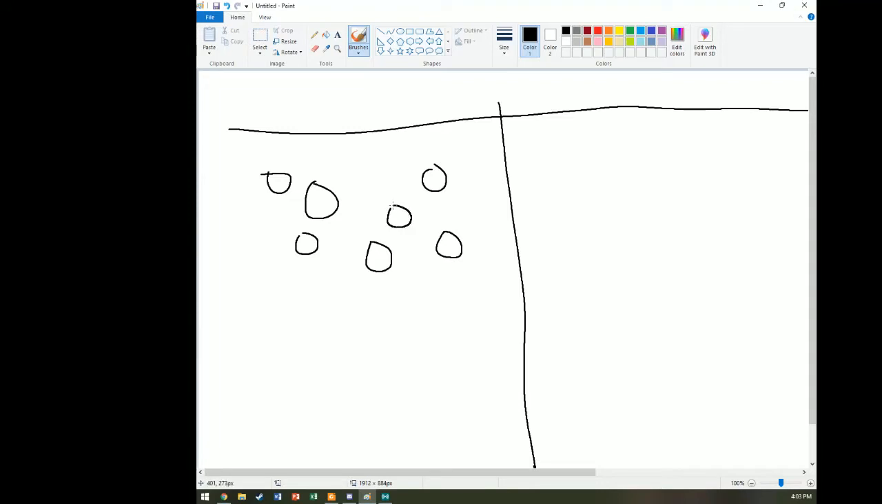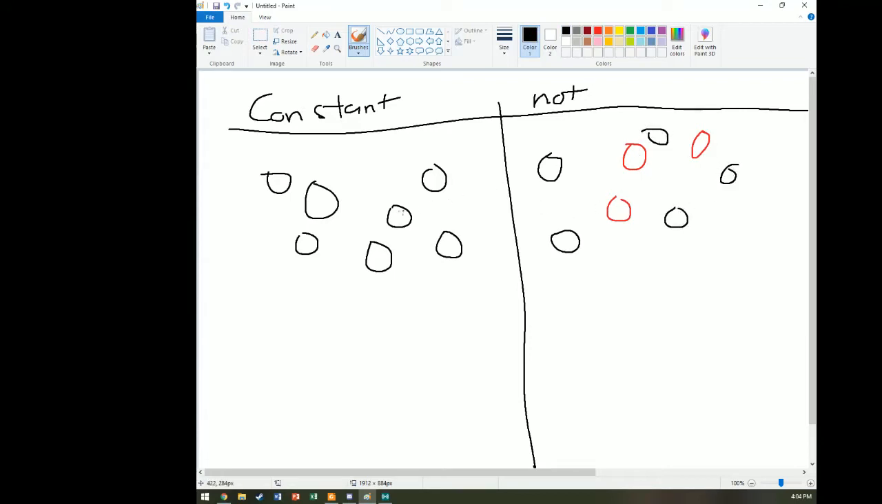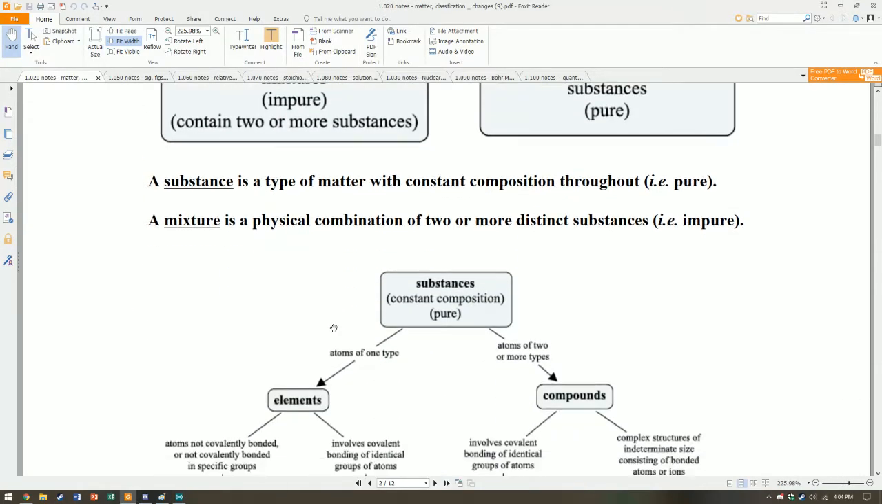As you can see here, it's only made up of black dots, whereas not constant composition, say, has a red dot in addition to some of those black dots. So with constant composition, we can break it down into one small repeating unit, whereas with non-constant composition, there are multiple smallest repeating units, more or less, is what I mean. Now, if we go back, a substance is something with constant composition, as I just said.